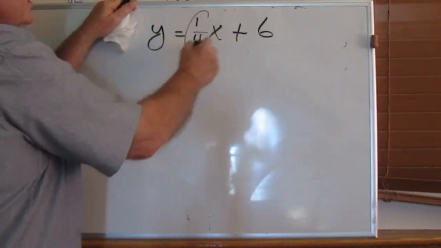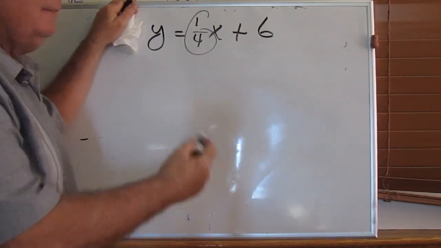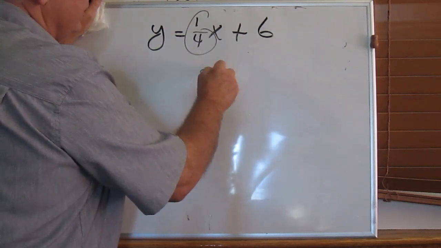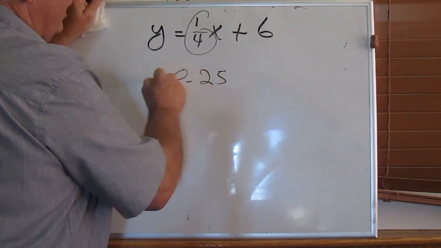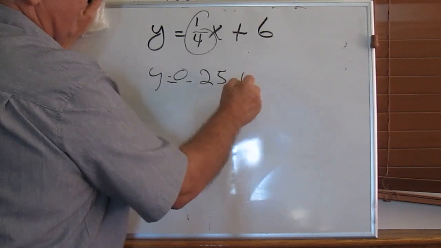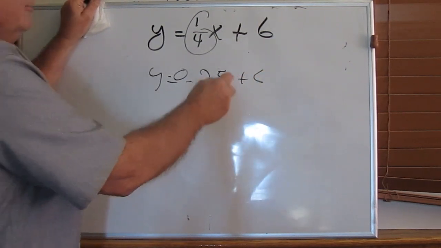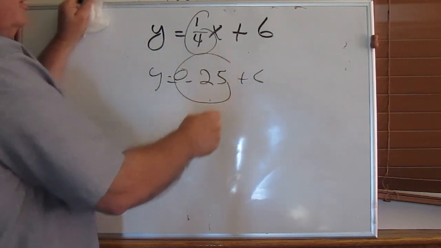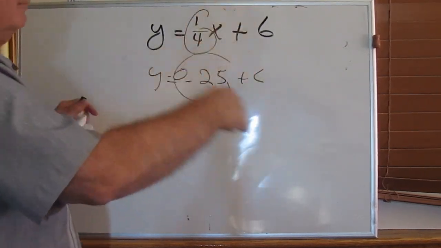On these, you should always keep them as a fraction because a decimal will cause you problems, meaning you could say this is y equals 0.25x plus 6, which is true. Then you would have to convert this decimal to a fraction so you can figure out how much it goes up and how much it goes over.